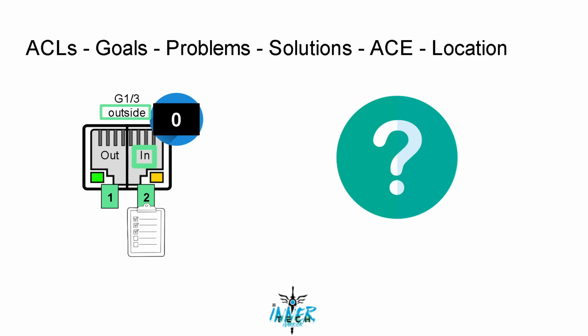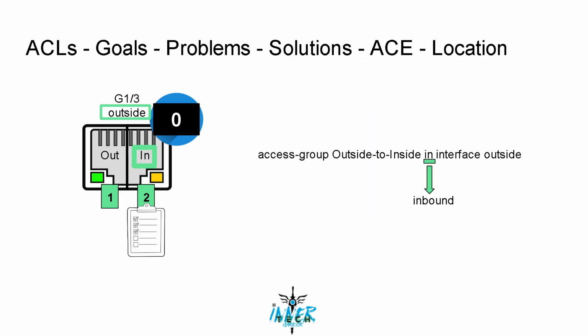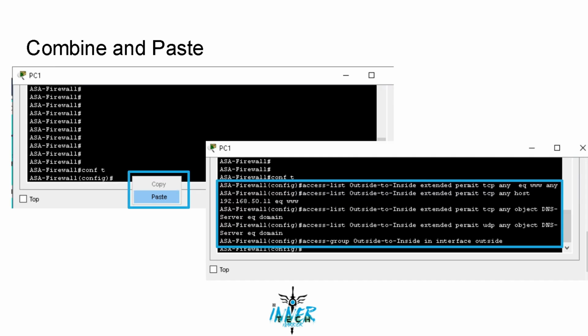What is that command? Access-group outside-to-inside in interface outside. The in here represents inbound. Now let's combine those ACL commands we wrote in our work documentation file and copy and paste them into the Cisco ASA.